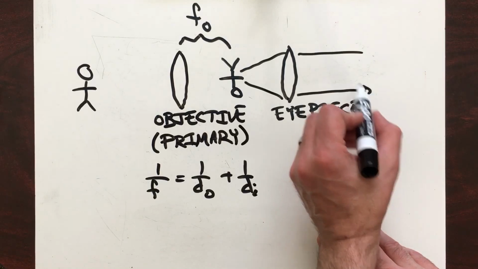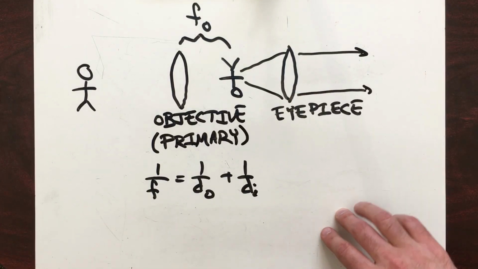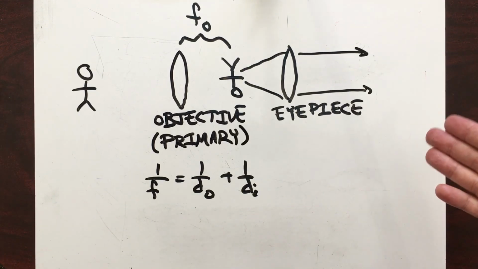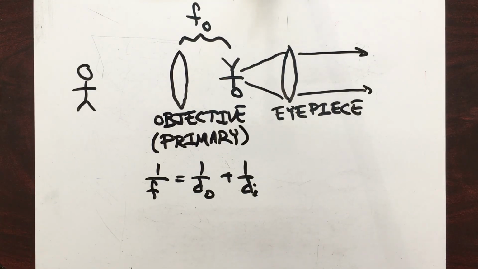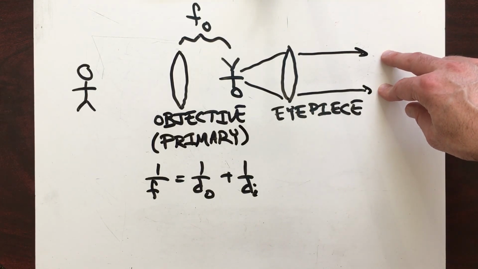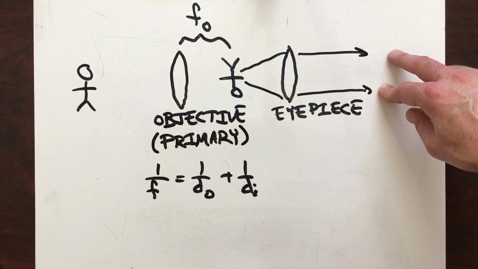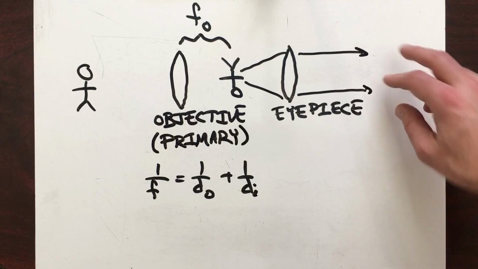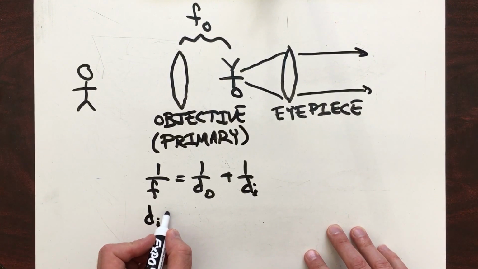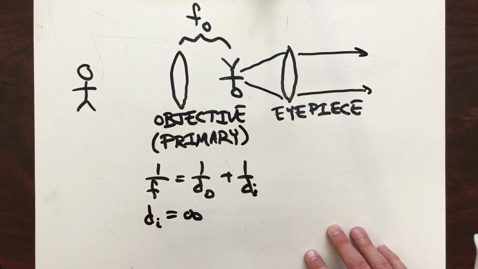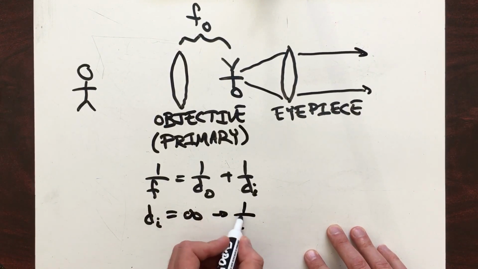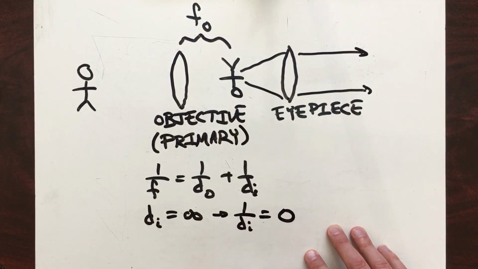We want that light to be parallel. That'll put our eye in the relaxed state, because it'll have to be in the relaxed state to bring these light rays into focus. This corresponds to an image that is an infinite distance away. So in this case, the image distance is equal to infinity. And since it's equal to infinity, that means 1 over the image distance is 0.